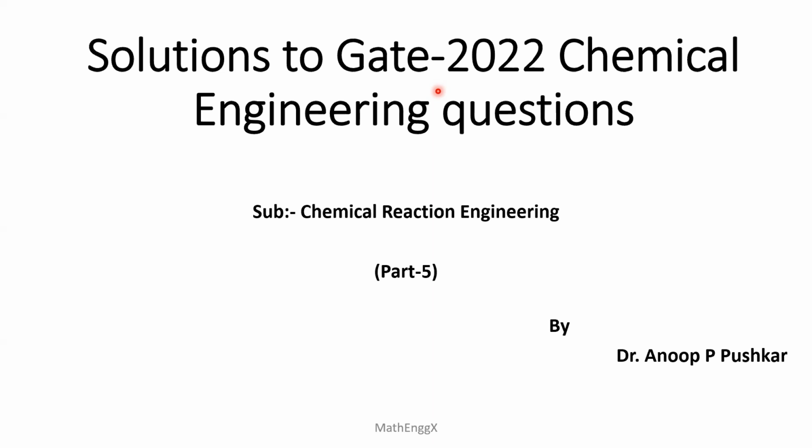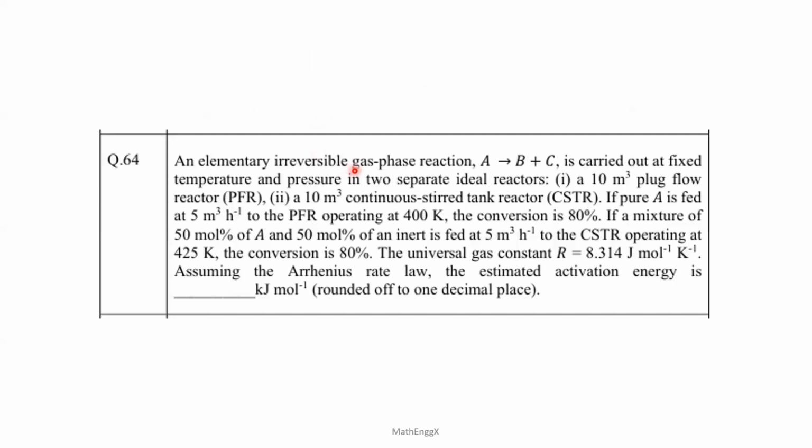So let's continue. An elementary irreversible gas phase reaction, A giving B plus C, is carried out at fixed temperature and pressure in two separate ideal reactors. The first one is a 10 meter cube PFR and the second one is a 10 meter cube CSTR. If pure A is fed at 5 meter cube per hour to the PFR at 400 Kelvin, the conversion is 80%. If a mixture of 50 mole percent of A and 50 mole percent of an inert is fed at 5 meter cube per hour to the CSTR at 425 Kelvin, the conversion is again 80%.